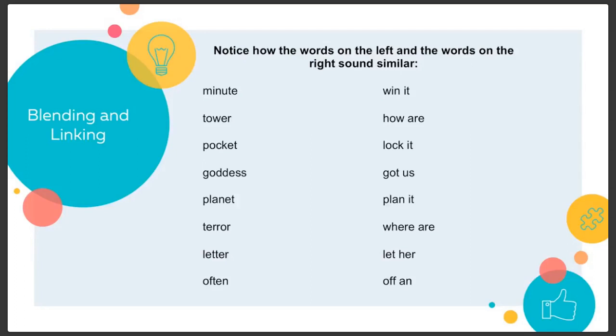Blending and linking are basically when we combine the sounds of words that are in a sentence. So one word alone might sound one way, but when it's with other words in a sentence, it might sound differently. And right now I want you just to notice how the words that you see on your screen sound similar. Okay? So repeat after me.